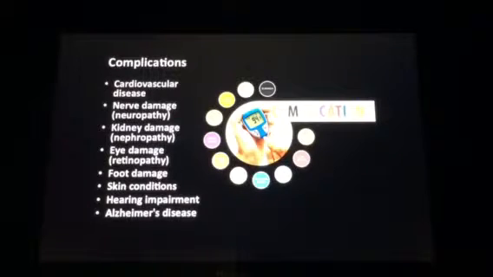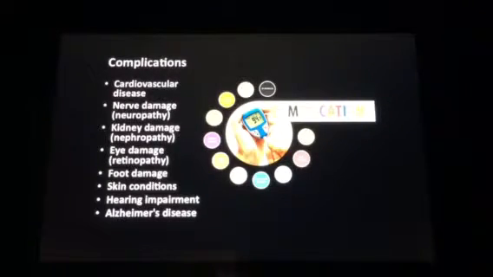Eye damage or retinopathy. Diabetes can damage the blood vessels of the retina, potentially leading to blindness. Diabetes also increases the risk of other serious vision conditions such as cataracts and glaucoma. Foot damage can also occur. Nerve damage in the foot or poor blood flow can also increase the risk of various foot complications.